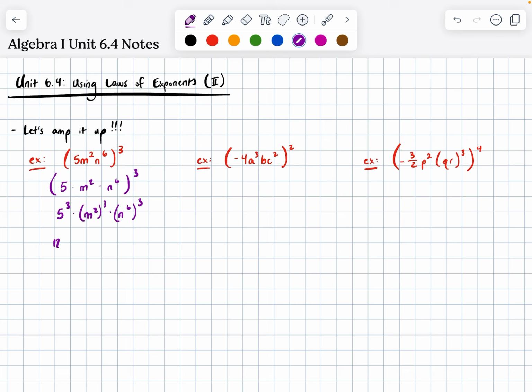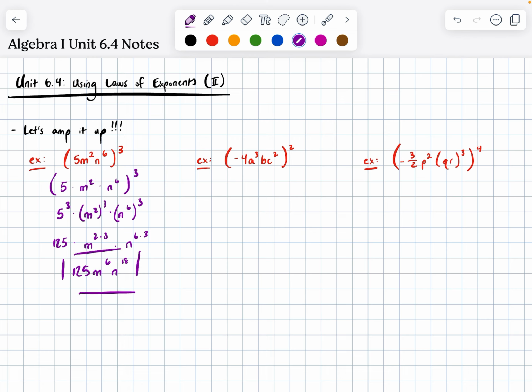Well, 5 cubed, I know is 5 times 5 times 5. That's 125. And then I've got m squared to the power of 3. Here I know when I raise an exponent to an exponent, I multiply my powers. So similarly, this should be n to the 6 times third power. And now I've got, smushing it all together, 125, m to the power of 2 times 3, which is 6, and n to the power of 6 times 3, which is 18.